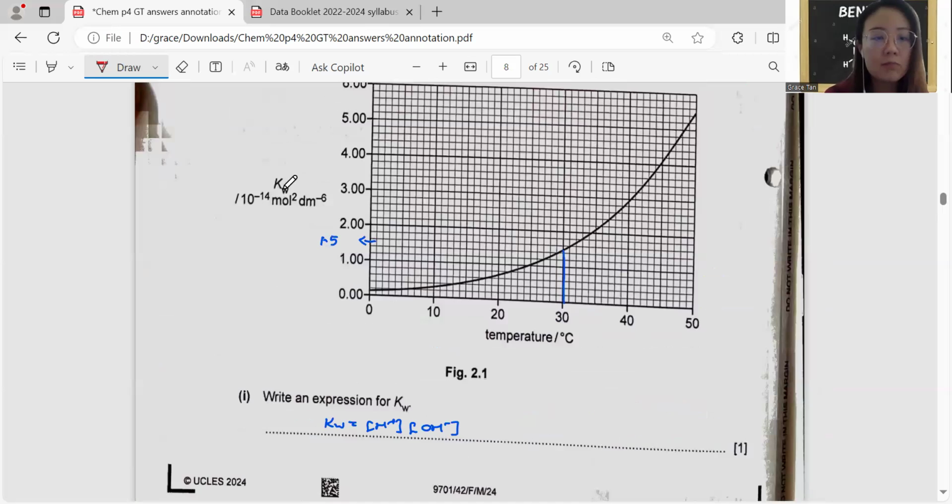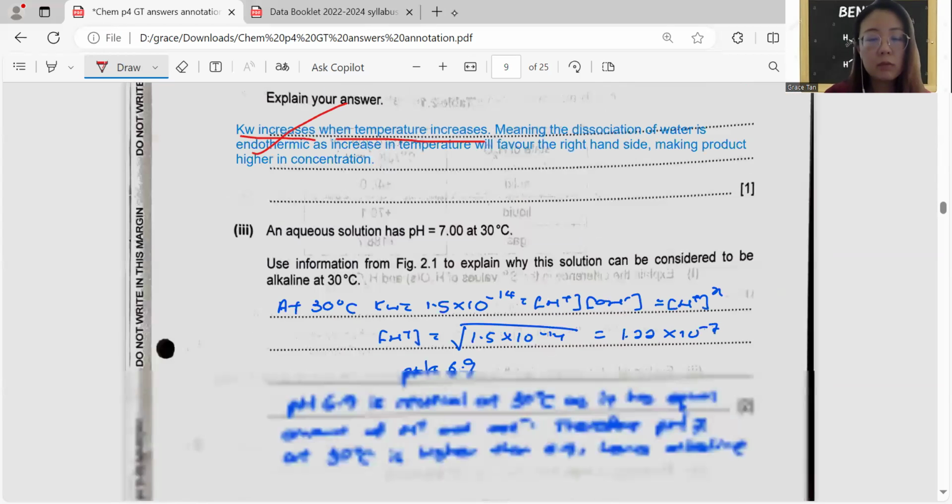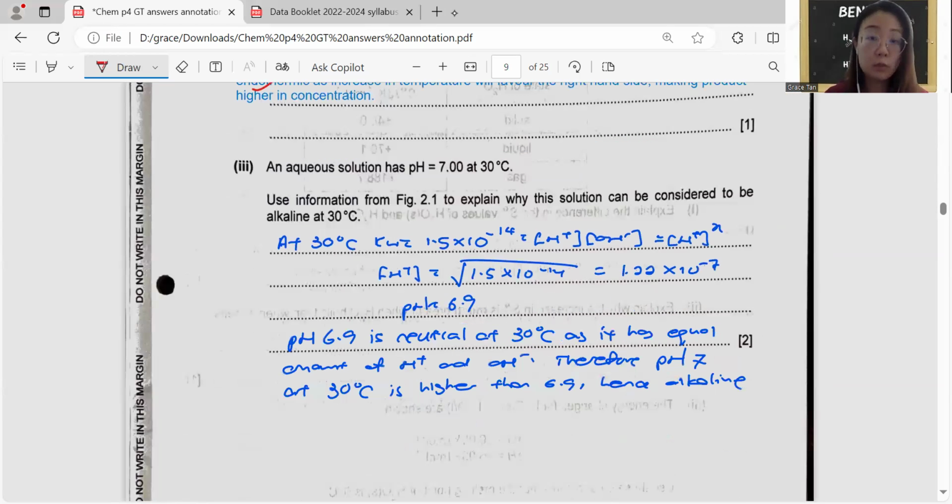Now, your 1 times 10 to the power of negative 14 is only valid at 25 degrees Celsius. So if you look at 25 degrees Celsius here, you will realize that your Kw is 1 times 10 to the power negative 14. That is at 25 degrees Celsius. But temperature affects all sorts of K. Ka, Kb, Kw, Kc, Kp, whatever K you want, temperature affects all K. So when you look at 30 degrees Celsius, I found out that the Kw at 30 degrees Celsius is 1.5. So the ionic product of water will change according to temperature.